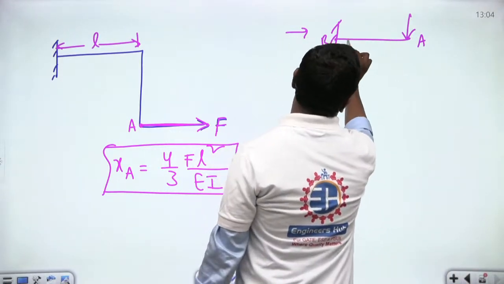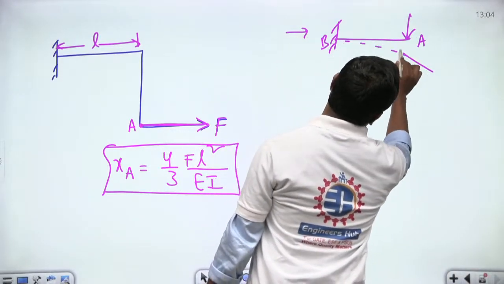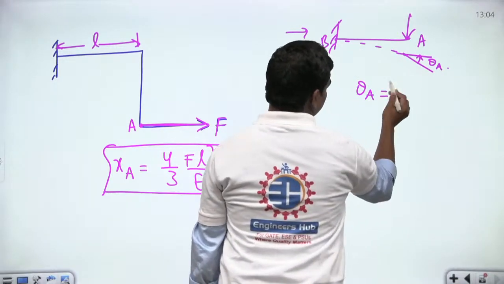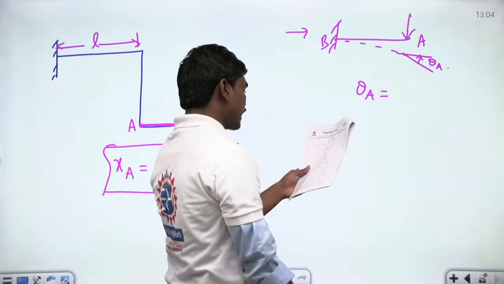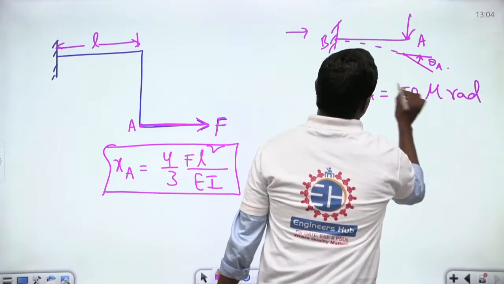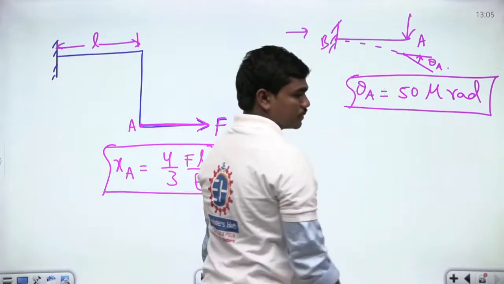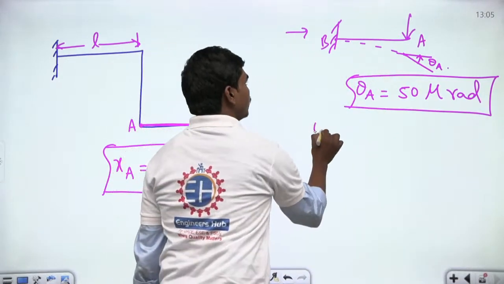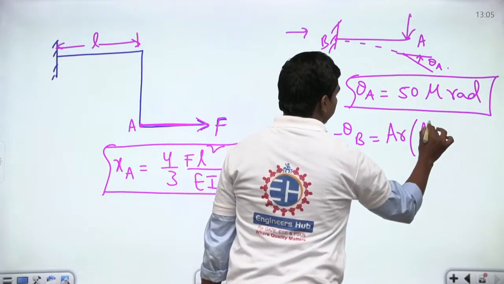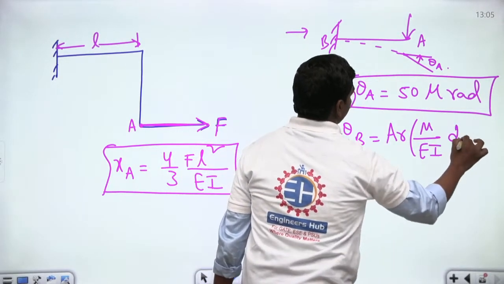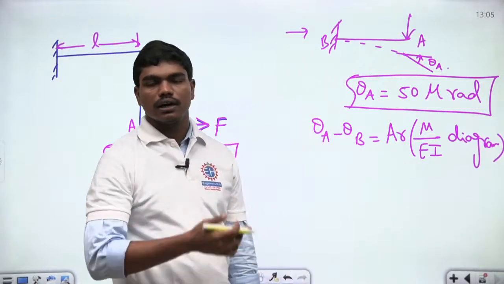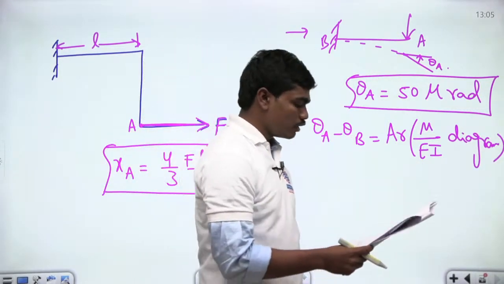Definitely after applying your load, you will have something like this. So this is your theta A, and they are asking you for theta A. If you apply the second moment area theorem, then definitely you can get this theta A, and it is 50 microradians if you perform the calculations correctly, because you know theta A minus theta B is equal to the area of the M by EI diagram between those 2 points. You have all the values given, so if you apply this first area moment theorem, you can directly get the value of theta A.